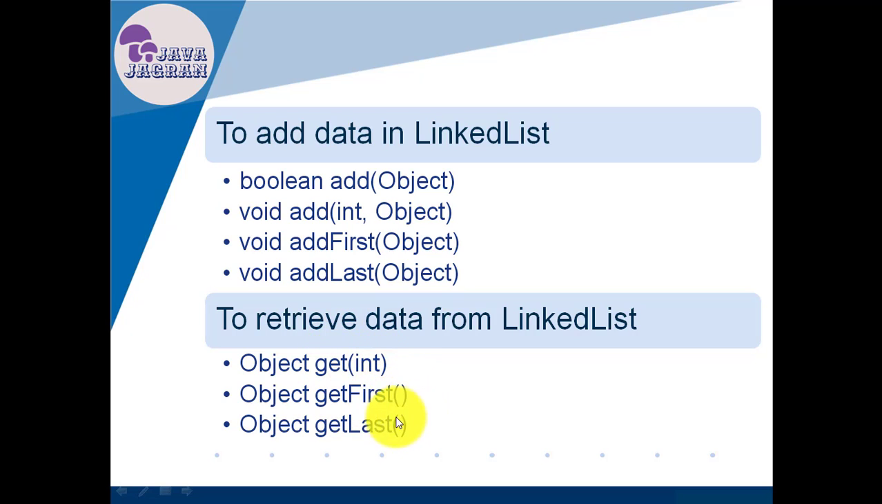Next are getFirst and getLast. They work the same way. getFirst will return the first element available in the list, and getLast will return the last element available in the list. So these are the three methods available for the retrieve operation.